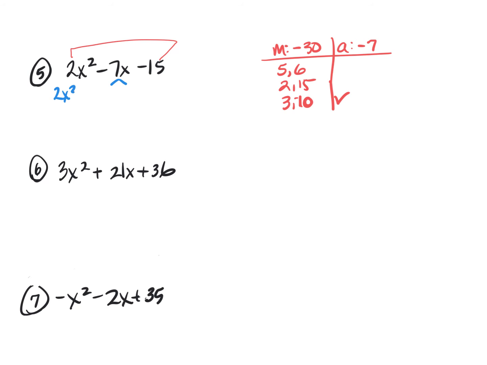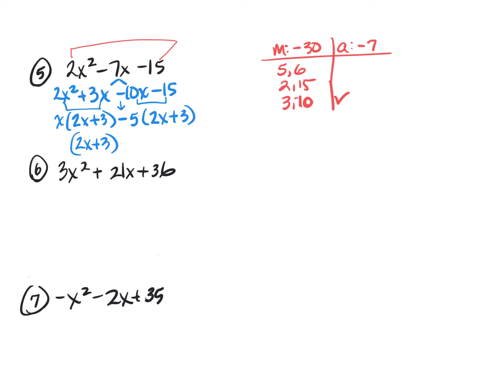So I'm going to have 2x squared plus 3x minus 10x minus 15. All right, let's pair them up. My GCF of the first two terms is just x. So I'll have 2x plus 3. Bring down the minus sign. My GCF back here is a 5. So I'm dividing out a negative 5. Negative 10 divided by negative 5 is 2x. Negative 15 divided by negative 5 is plus 3. So there's my greatest common factor of 2x plus 3. What's left over is x minus 5. All right, that wasn't too bad.